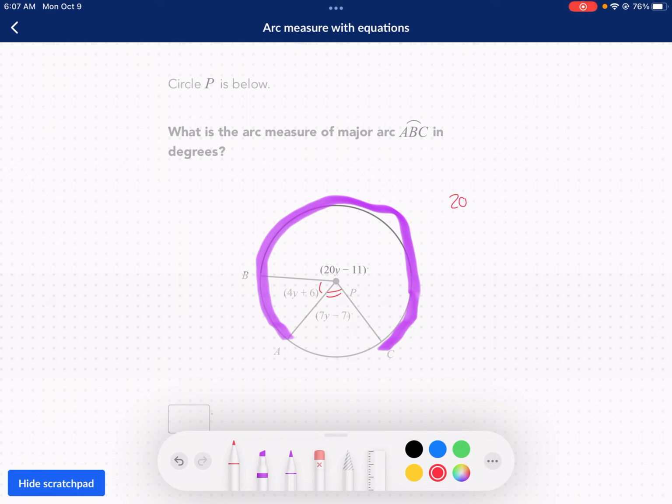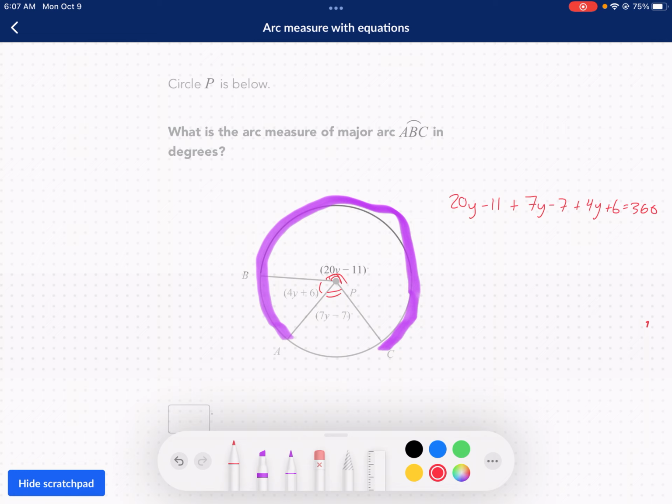So we have 1, 2, 3. I have 20y minus 11. I can add that to 7y minus 7. Again, you can put this in parentheses, and just keep in mind that if it's subtraction, you would apply that subtraction to both. It's not, okay, so we can kind of get rid of the parentheses. And then plus 4y plus 6, and that is all equal to 360.